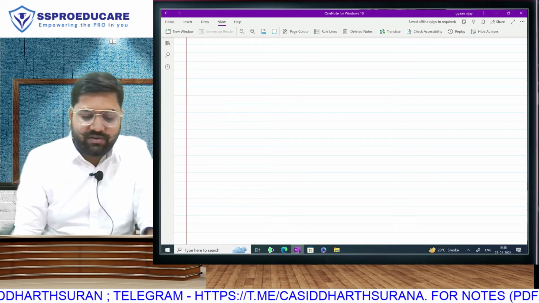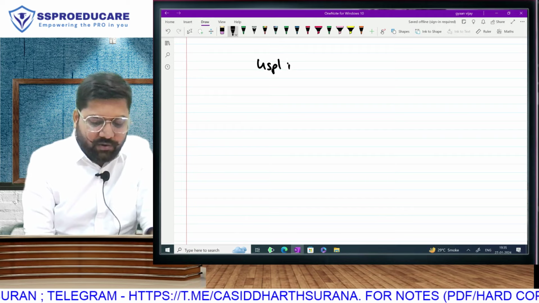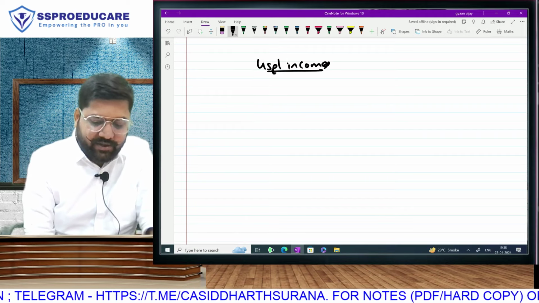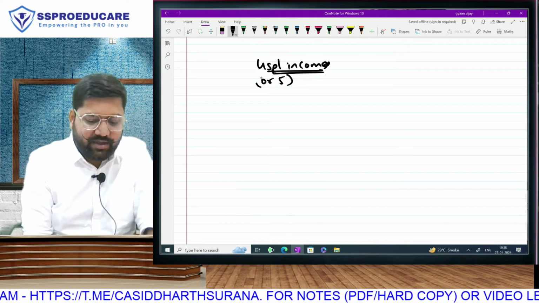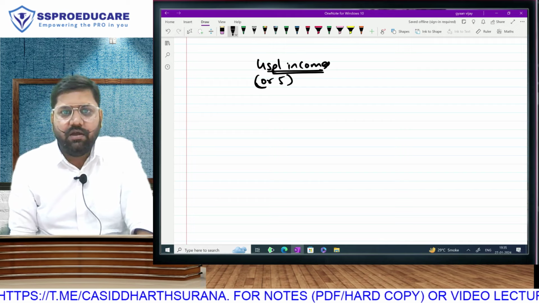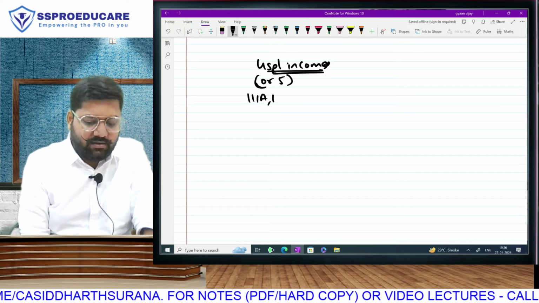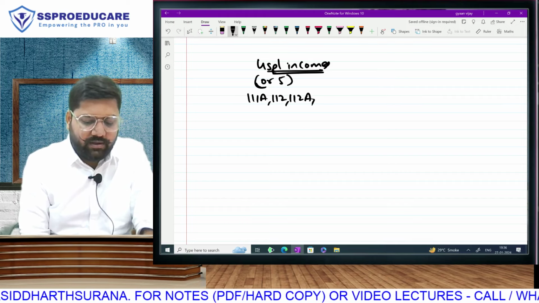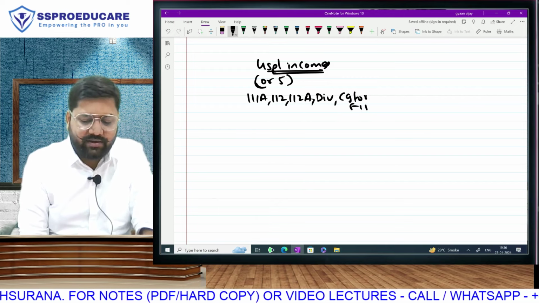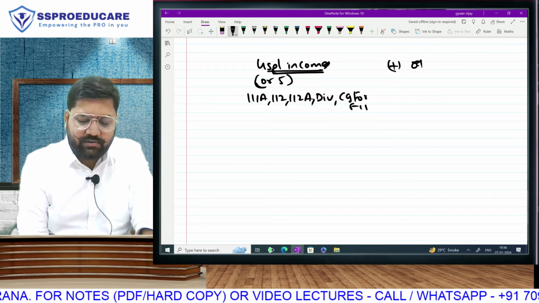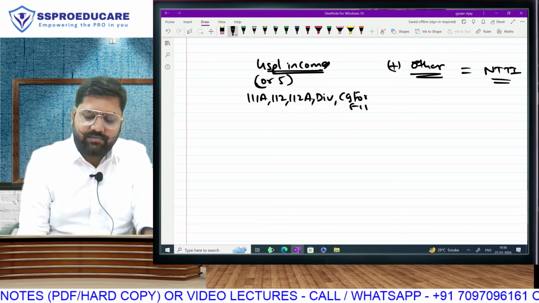Let me sort out this confusing part with the help of some numbers. We will have special incomes: at intermediate it is 4, and at CA final we can say 5 special incomes. Which 5? 111A, 112, 112A, dividend, and capital gain for FII, which is not applicable to inter, only final. And we will have our other income. Special income plus other income will give us our net taxable total income.